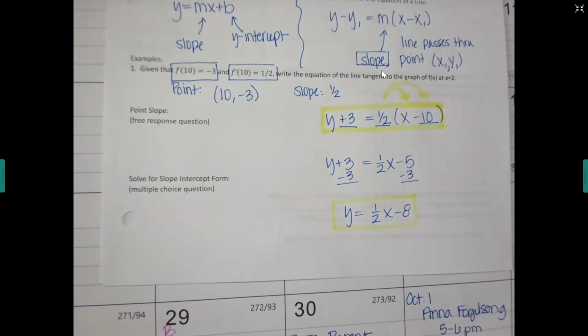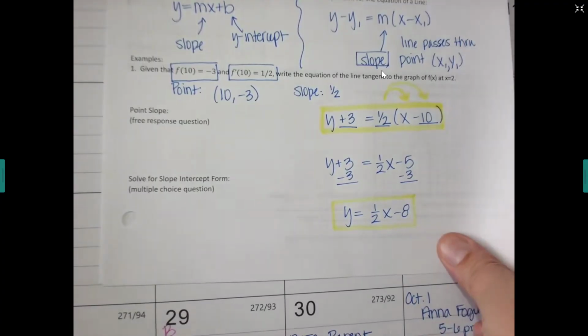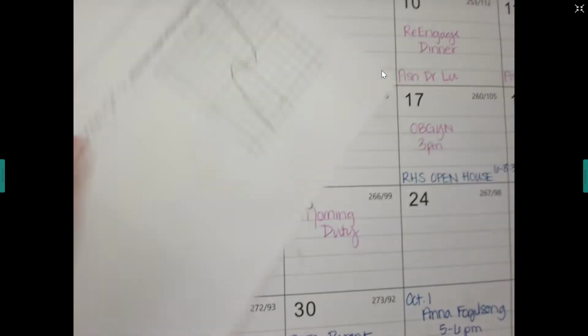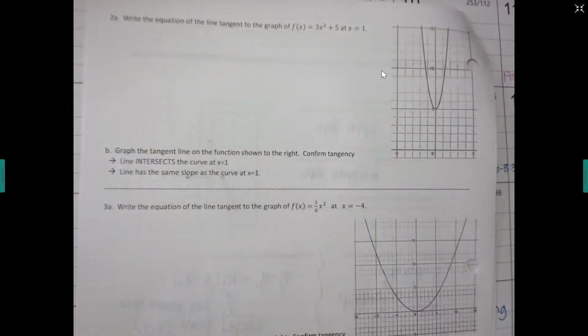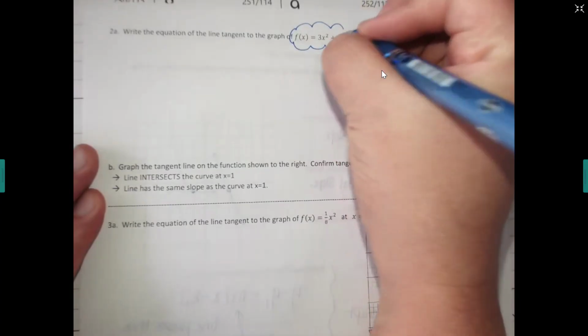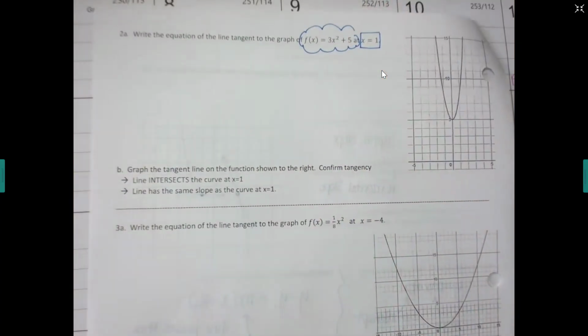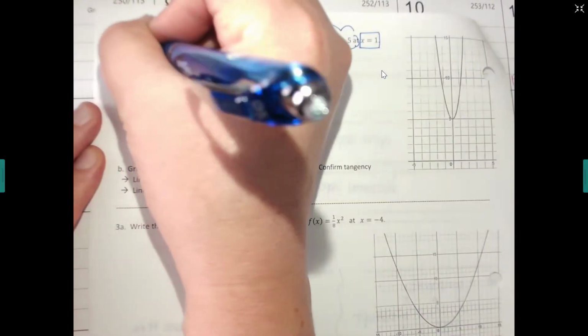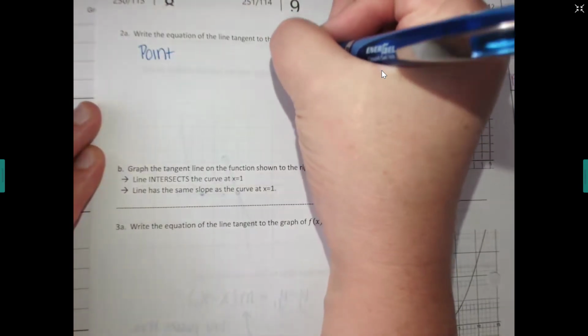So for the first one, you kind of had the pieces handed to you. Okay, for the second one, we're going to have to use what we learned last class. So you have a picture of a graph. Okay, and then it says, write the equation of the line tangent to the graph, 3x squared plus 5 at x equals 1. So we just learned this a second ago, but what are the two things you need to write the equation of a line? Slope and a point. Very good. So let's do point here, slope here.